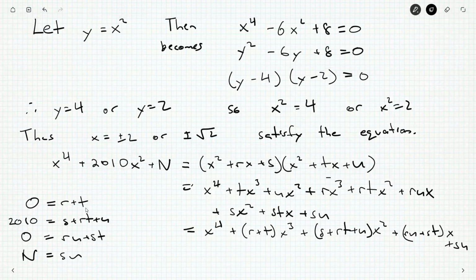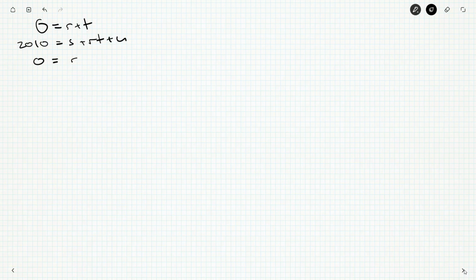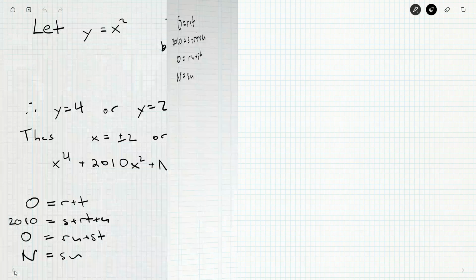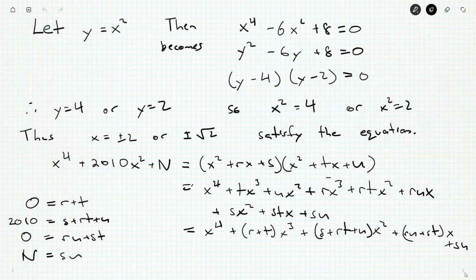Anyway, this first equation here, 0 is equal to r plus t. We can rearrange that one pretty quickly. I'm going to copy these over for a moment. 0 is r plus t. 2010 is s plus rt plus u. 0 is ru plus st, and n is going to have to be su. Right? I did copy those, right? Correct? Yeah, ru plus st. Okay.